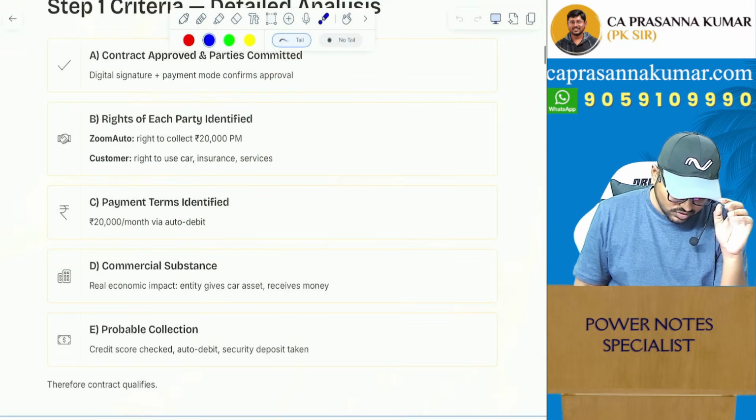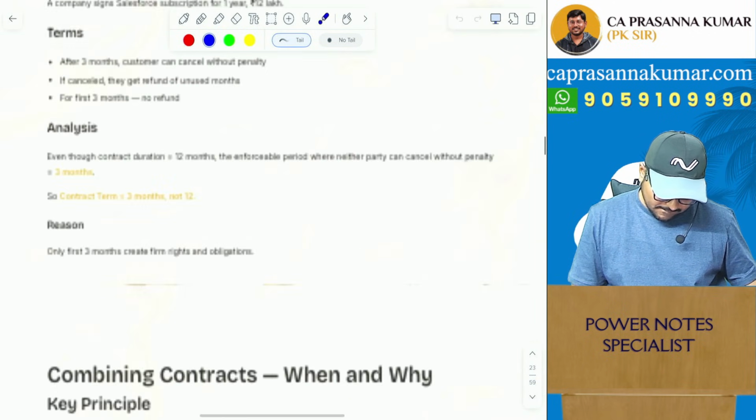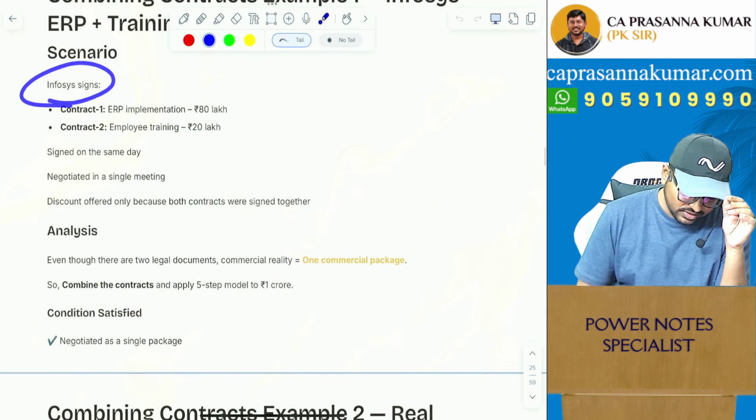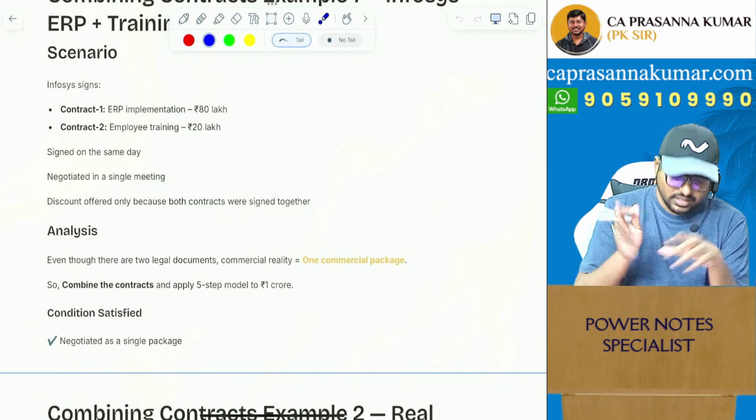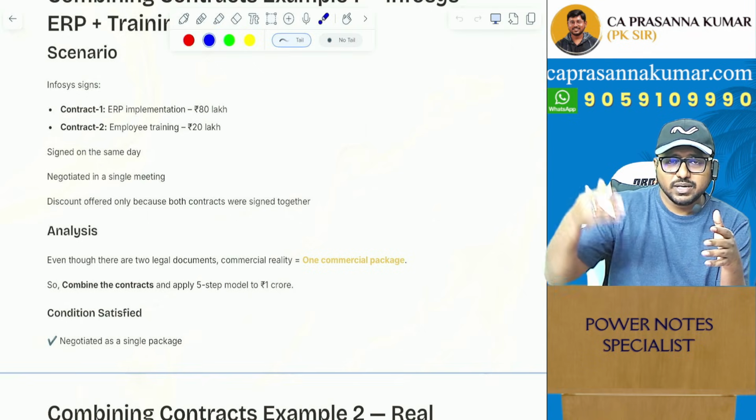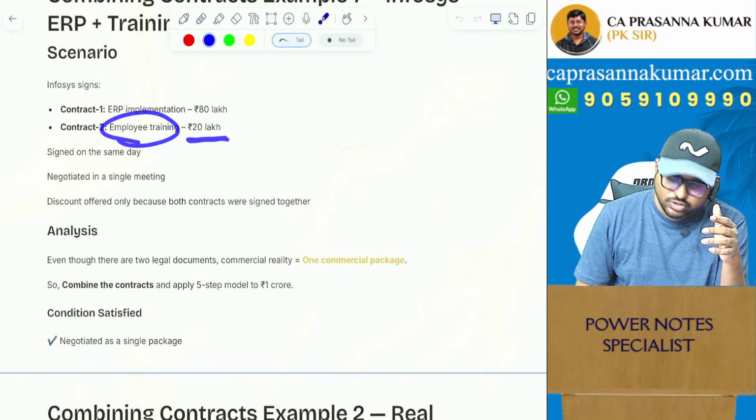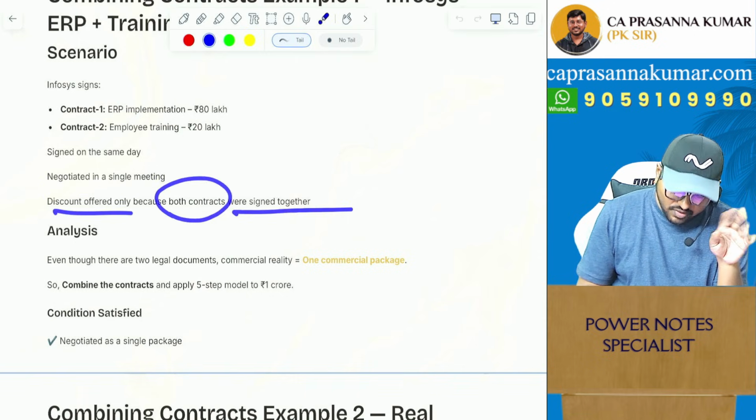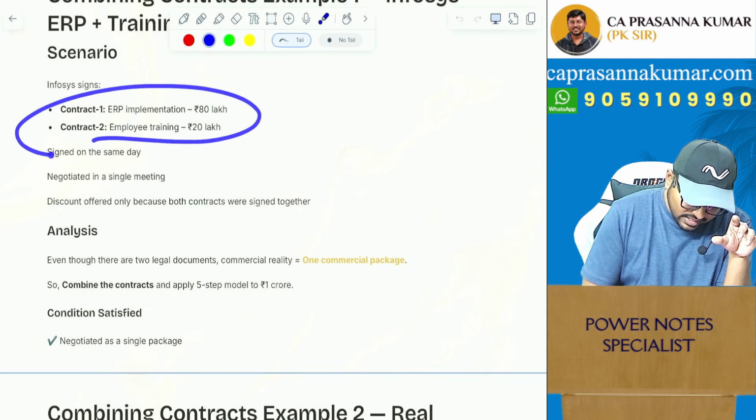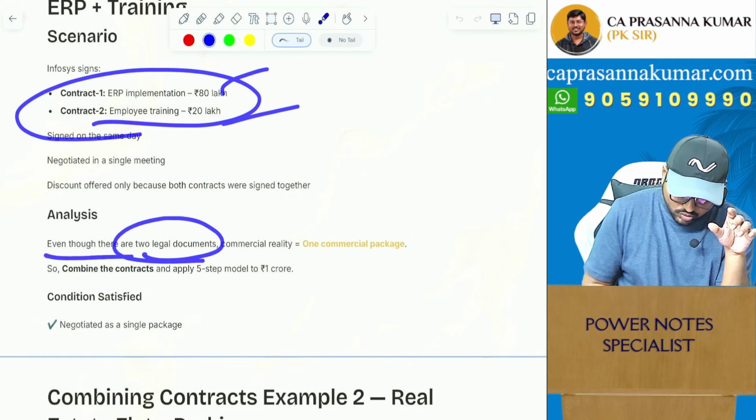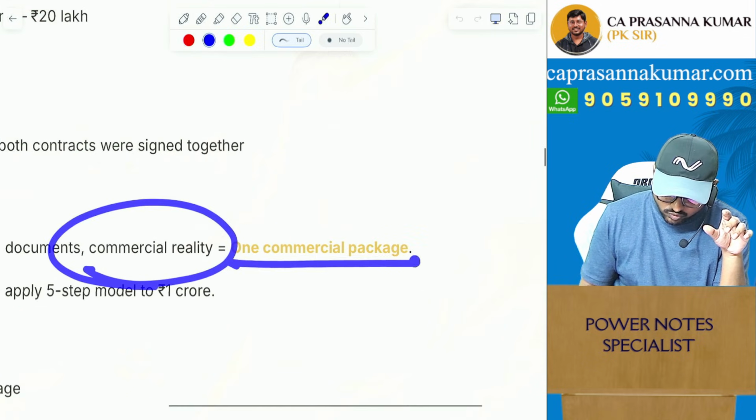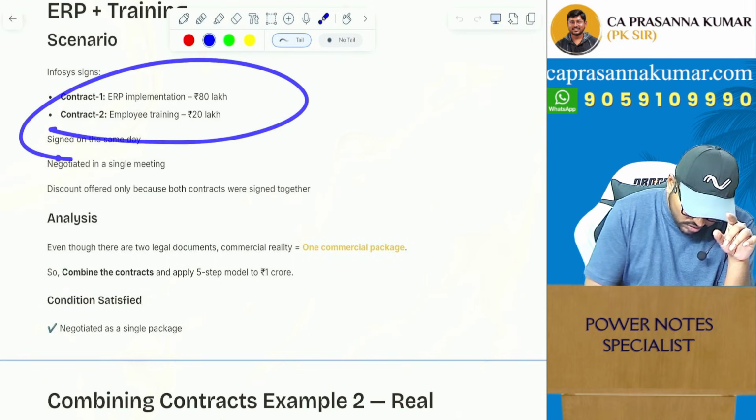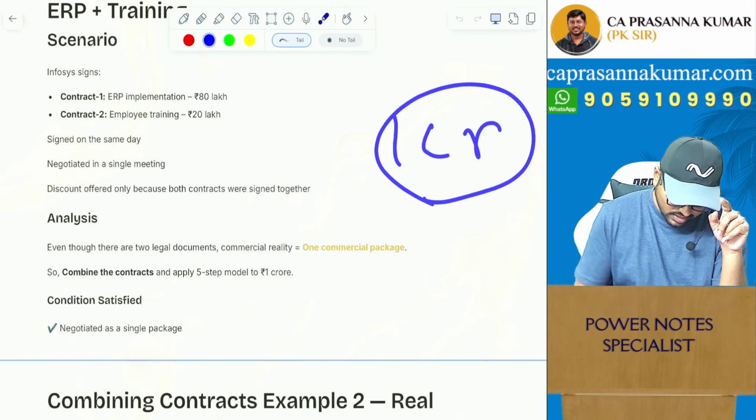Okay, let's go with the example now. Look at this. Infosys signs contract 1, ERP implementation, for 80 lakhs. At the same time, it also signs employee training, because for implementing ERP that has to be signed, for 20 lakhs. Signed on the same day, negotiated in a single meeting. Discount offered only because both the contracts were signed together. So you can easily find a link between both the contracts, correct? So even though there are 2 legal documents, commercial reality is that it is one single package. As a result, combine the contracts, which means both will be treated as one single contract for 1 crore, negotiated as a single package.